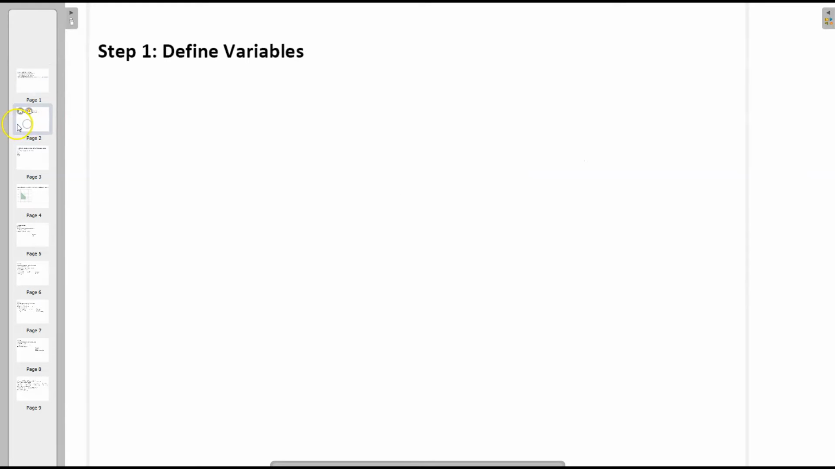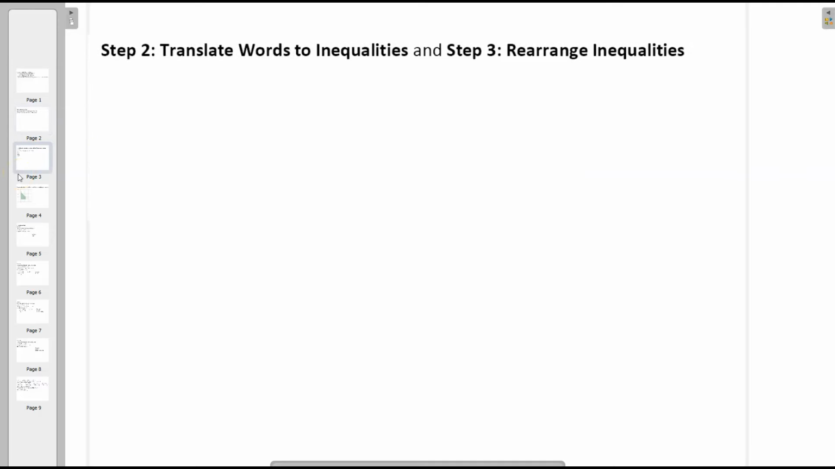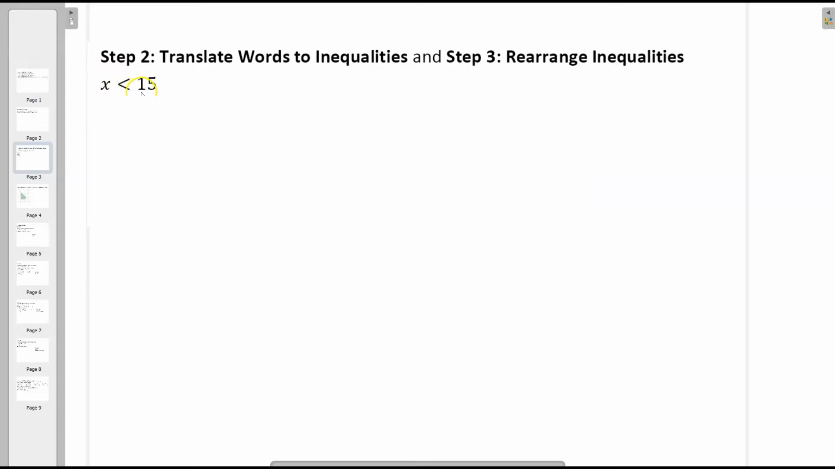As always, we start off by defining the variables. Let X be the number of whole pizzas sold per hour, and let Y be the number of pizza slices sold per hour. Now we need to translate each of the statements into an appropriate inequality. So the first one, the shop must sell fewer than 15 whole pizzas per hour, translates into X less than or equal to 15.